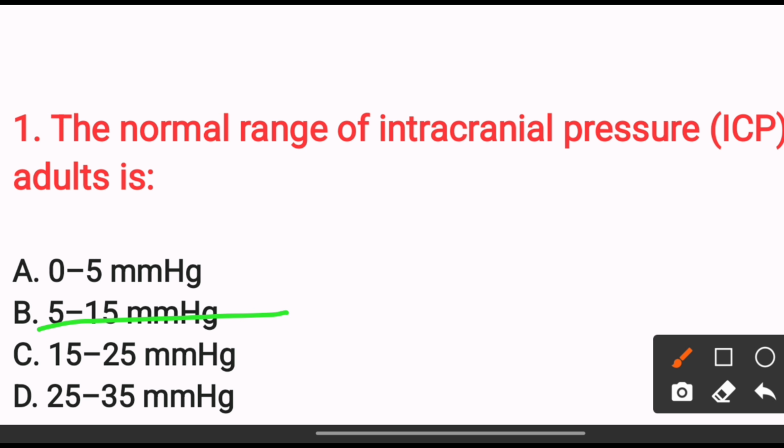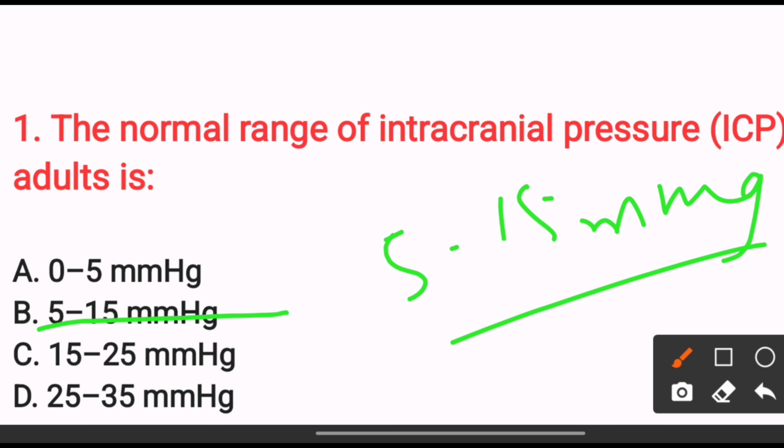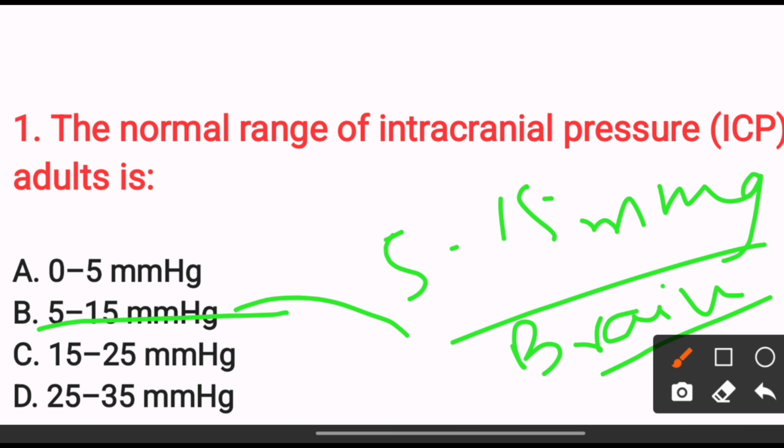The ICP is normally maintained between 5 to 15 mm of Hg. When it increases beyond this level, it indicates increased ICP and the risk of brain damage.